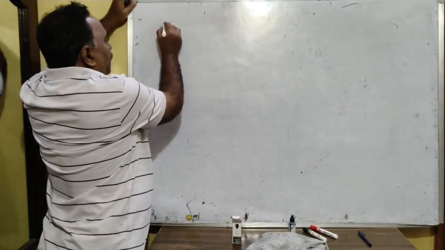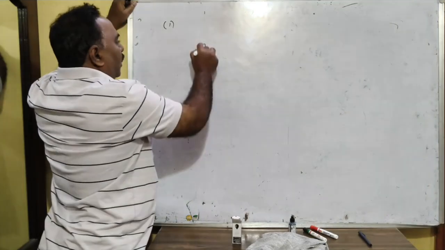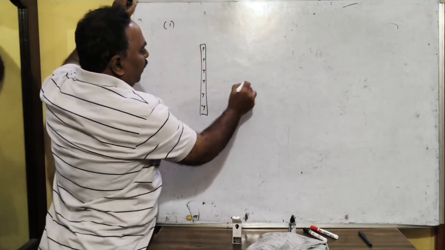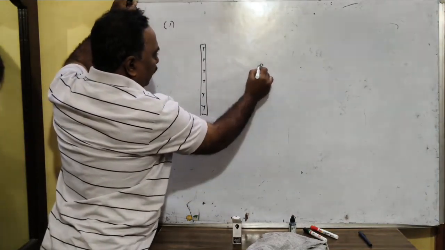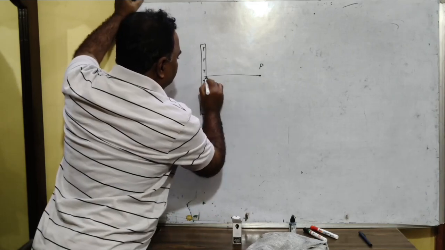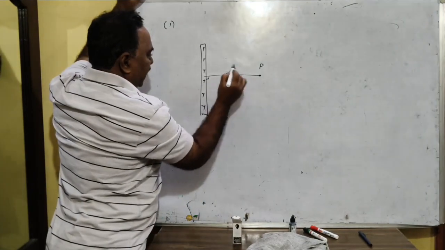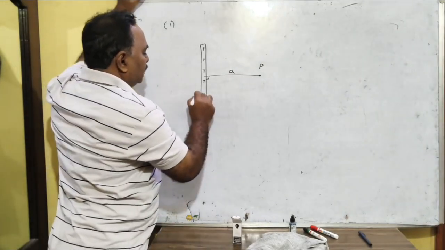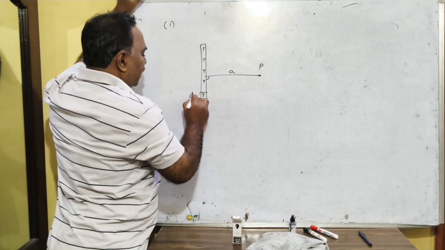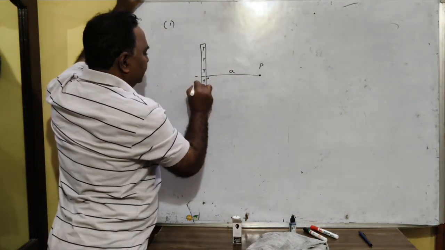Now, first one, let's suppose this is a finite wire. There is a charge uniformly distributed over it. Now I want to find the electric field at a point P. Now select a perpendicular line which is at a distance A. Now I am selecting a small segment, its length is dl, which is at a distance L from this central line.